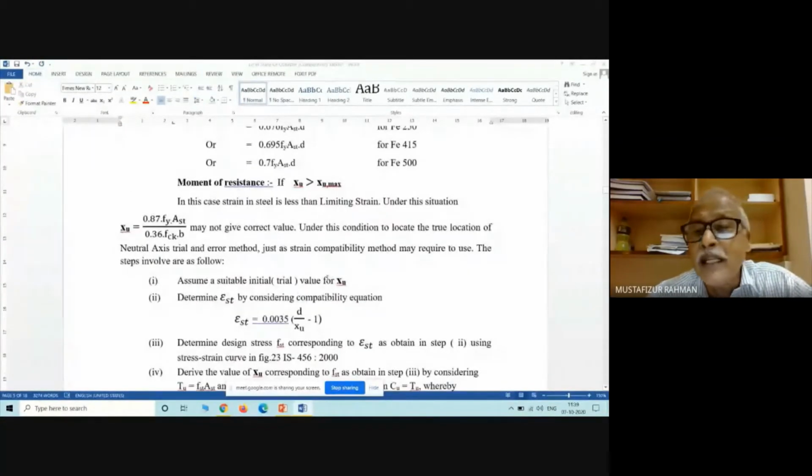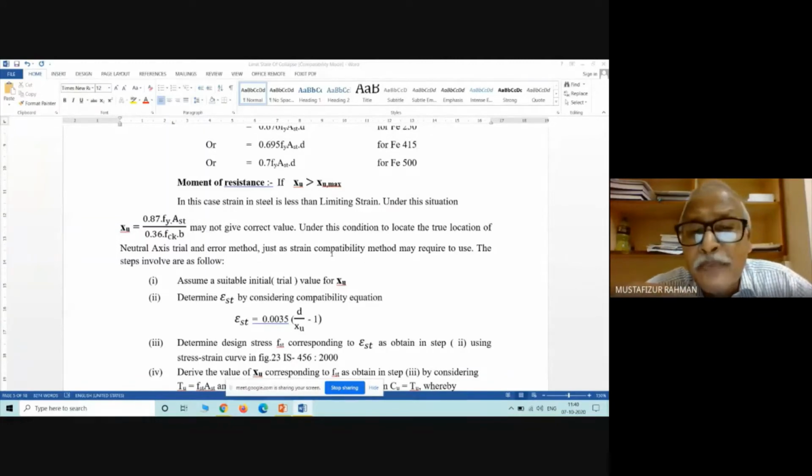Now what is that? Strain under this section, XU is equal to 0.87 FY AST divided by 0.36 FCK B, may not give the correct value. This expression we will utilize for calculating XU, because AST is known, B is known, so we will be able to find out XU. What is said now from an argument point of view may not be correct.